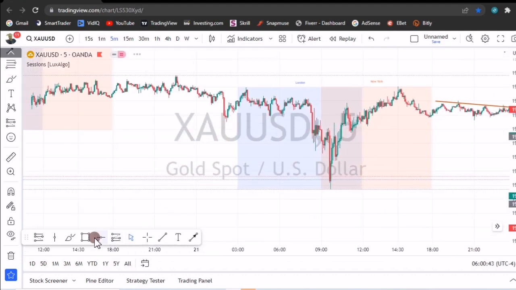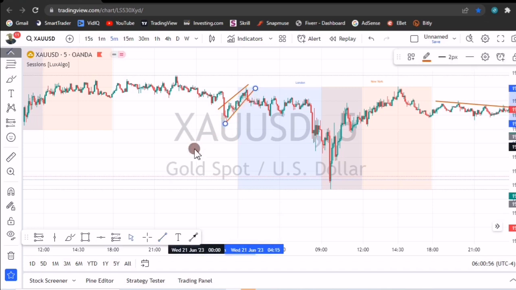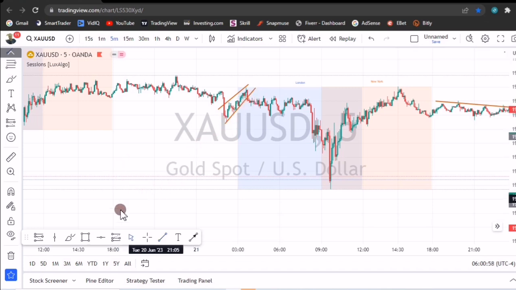Right here you could have taken the trade within the London session. See this breakout, it's almost the same thing. I hope we're going to find something different. You see that breakout, and you could have also done the same thing.